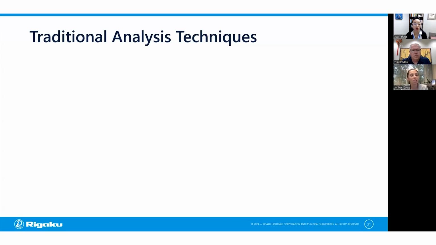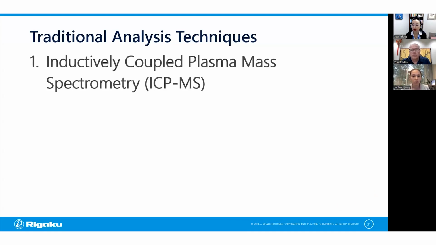For traditional analysis techniques, we did poll earlier to see what you're actively using. There are three common techniques that we generally associate with the battery market. Again, if you're using something different, please put in the chat what you're using. We're interested to see what other elemental analysis techniques are widely being used. The first that I think of when I'm talking to customers that are interested in elemental analysis with battery is inductively coupled plasma mass spectrometry, or ICP-MS.